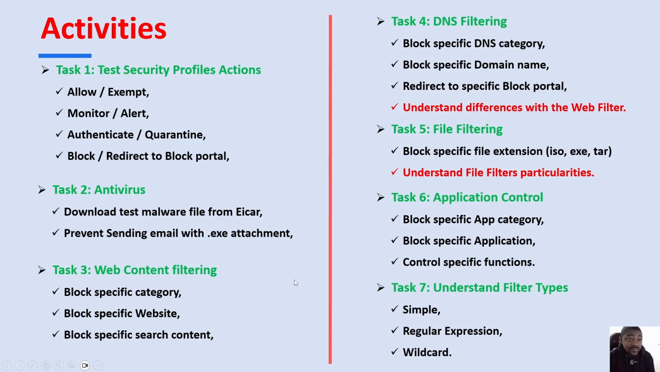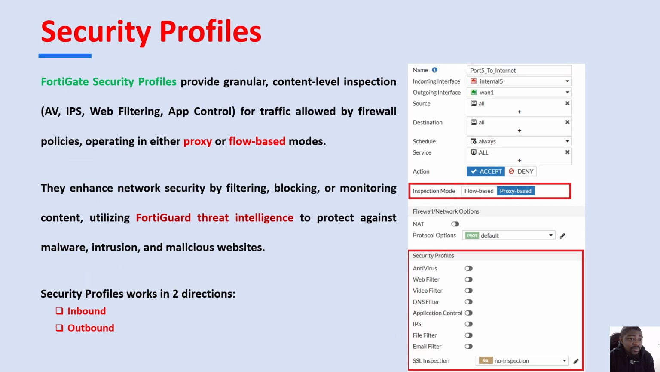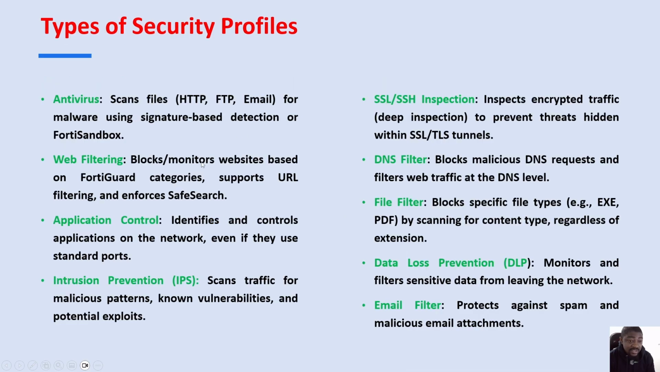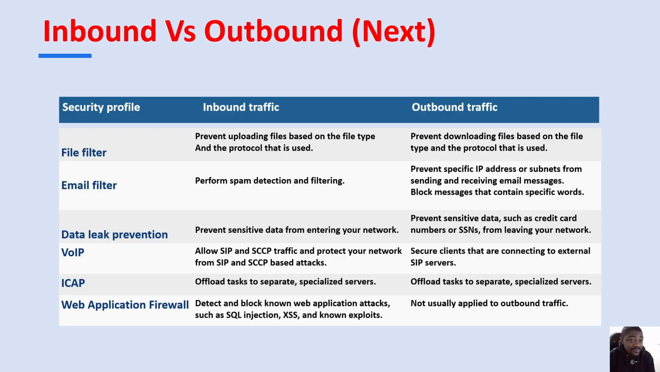Before this activity, we also talked about FortiGate security profiles, where we described some main differences and functionalities regarding proxy and flow based. We explained the difference between proxy and flow based, and some different types of security profile that are usually used on our network. We also talked about the impact of the selected security profile on inbound and outbound traffic.